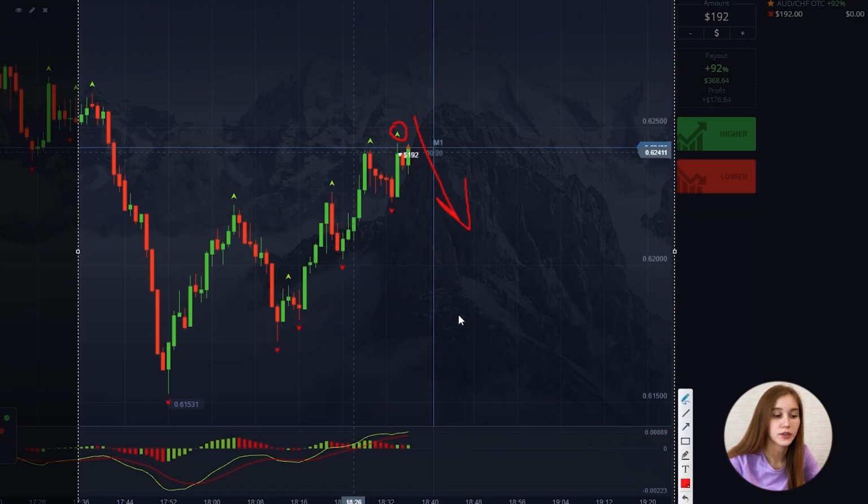You also see that according to the MACD indicator, the lines are close to each other. The main line is directed towards the signal line, so it will cross it. There will be a sell signal. So let's see. And let me tell you more about MACD.